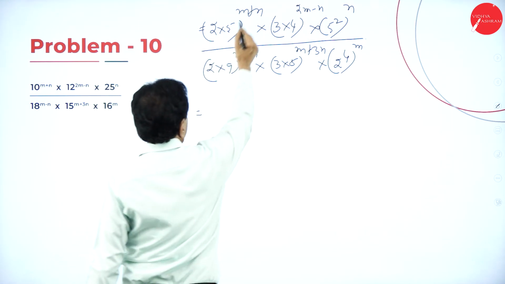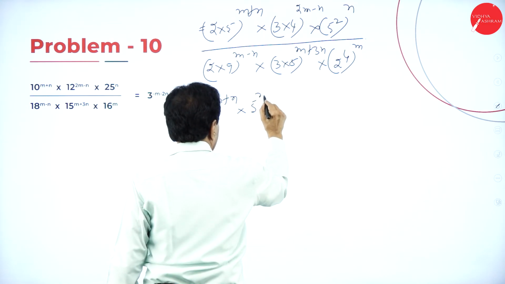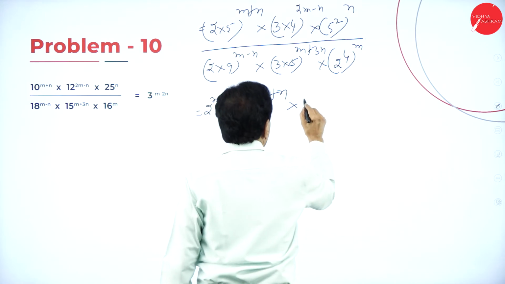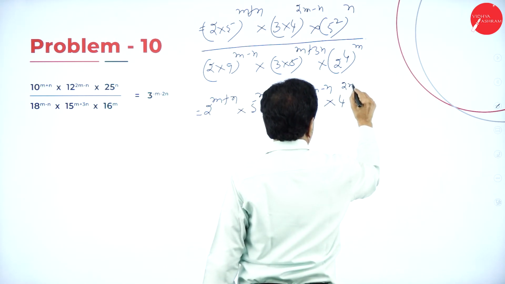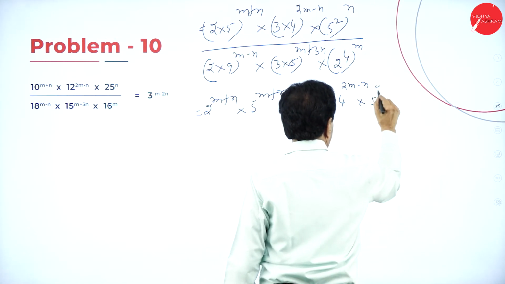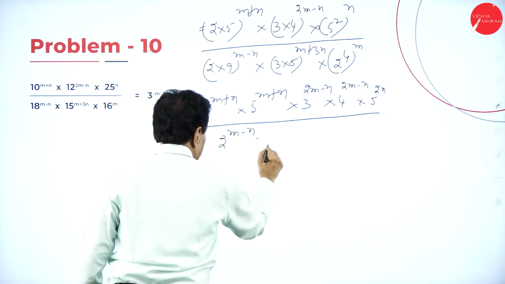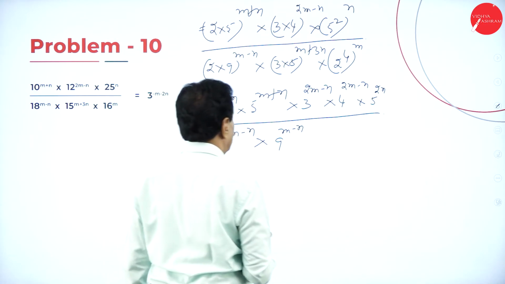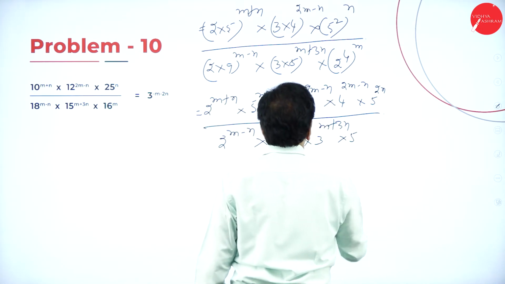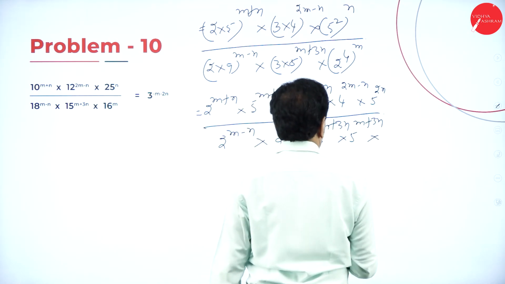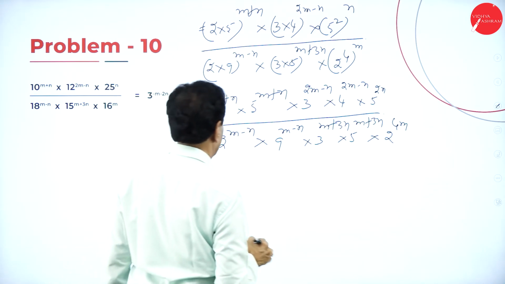Then this becomes 2 to the power of m plus n, 5 to the power of m plus n, 3 to the power of 2m minus n, 4 to the power of 2m minus n, 5 to the power of 2n. This is 2 to the power of m minus n, 9 to the power of m minus n, 3 to the power of m plus 3n, 5 to the power of m plus 3n, 2 to the power of 4m. This can be simplified.